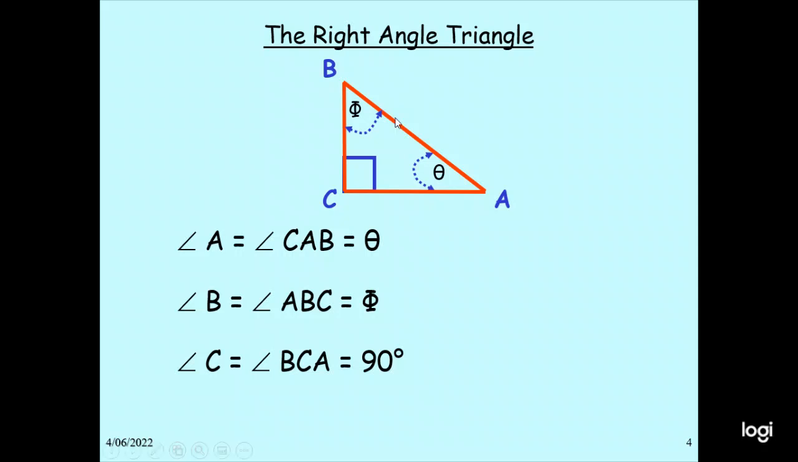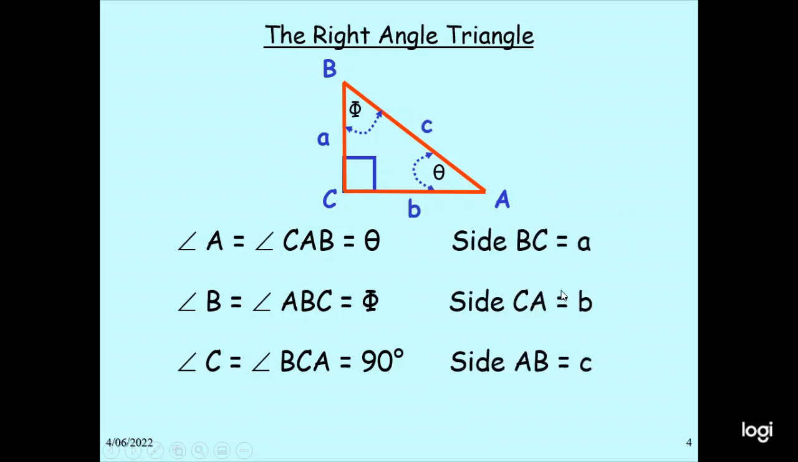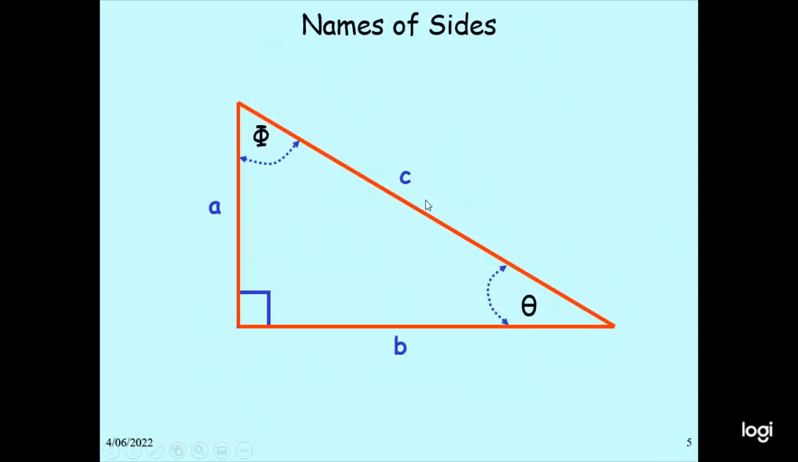So this is for the right angle triangle. Side BC is A, side CA is B, and side AB is C. So this is the name of the side. So this is A, B, C. You can see the angle theta and angle phi.